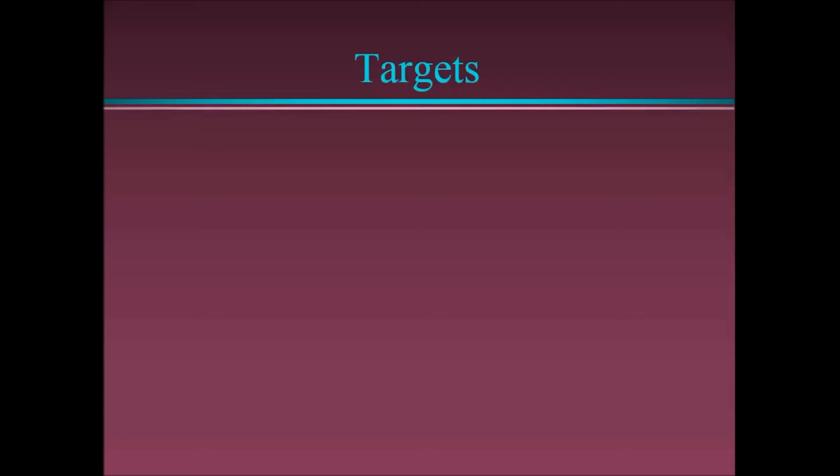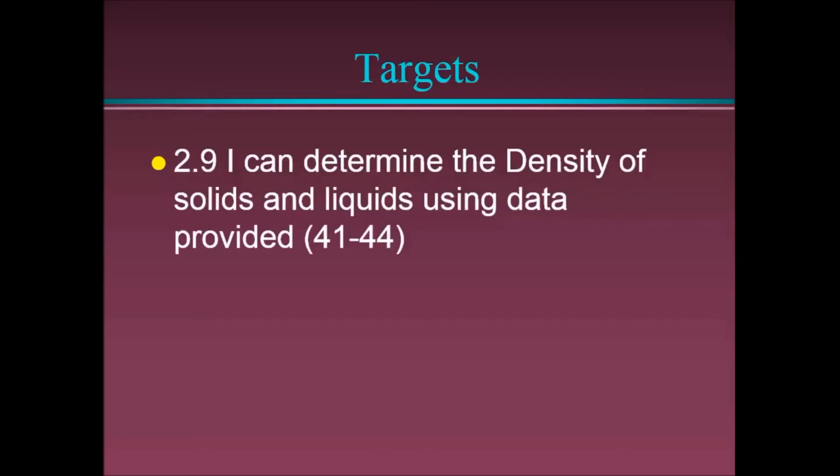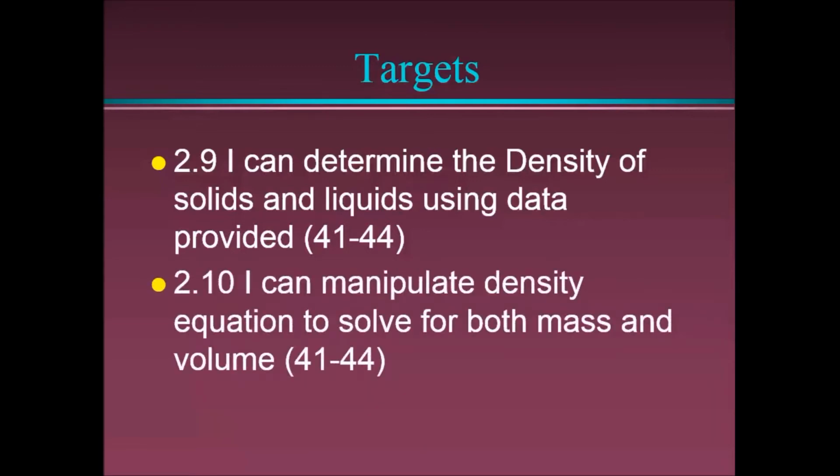But it's not there. That's why one of the most important attributes you can ever deal with in chemistry about a certain substance is its density, because density is going to relate mass and volume together. So the targets for today are: can you determine the density of solids and liquids using data provided? And can you use the density of a substance to determine mass or volume if I give you all the information you need?